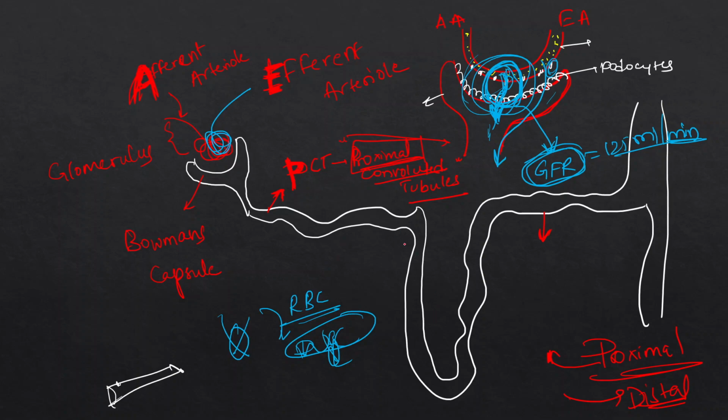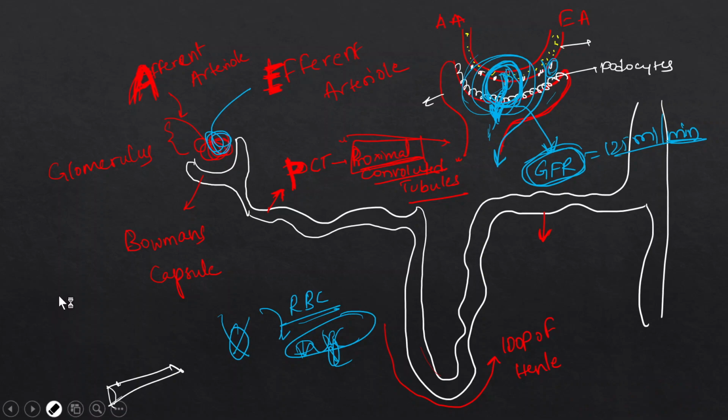This is your PCT. Now this bend, this whole complete thing, is called the hairpin loop or loop of Henle. Let me just check the spelling. Loop of Henle is correct. This entire thing is called the loop of Henle. And this is your ascending limb of loop of Henle. This is your descending limb of loop of Henle. And this is your hairpin bend.